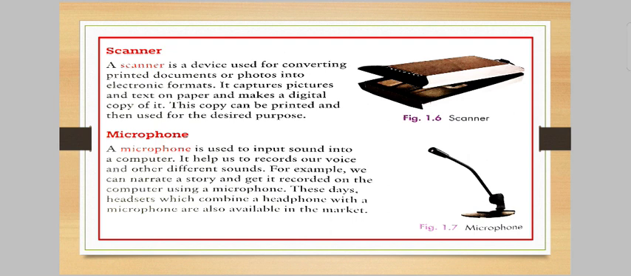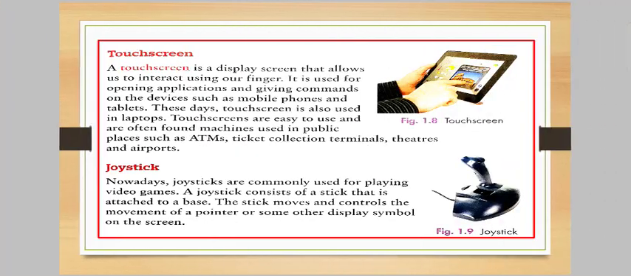Nowadays, headsets which combine a headphone with a microphone are also available in the market. Next is touch screen. A touchscreen is a display screen that allows us to interact using a finger. It is used for opening applications and giving commands on devices such as mobile phones and tablets. Touchscreen is also used in laptops nowadays. Touchscreens are easy to use and are often found in machines used in public places such as ATMs, ticket collection terminals, theaters and airports. Next is joysticks.